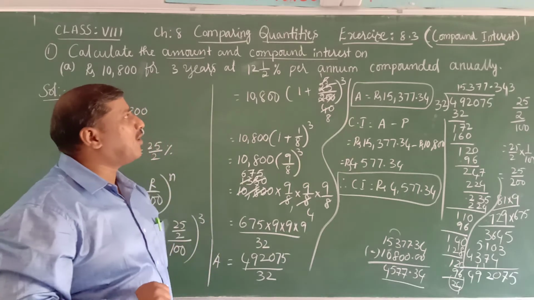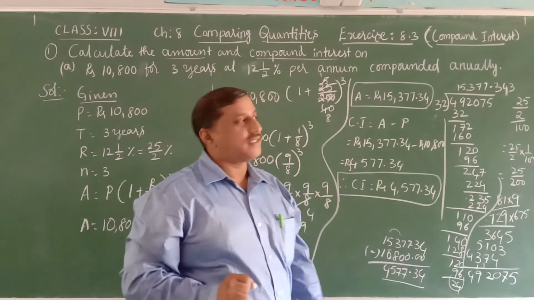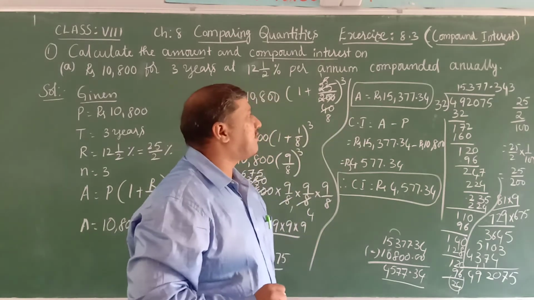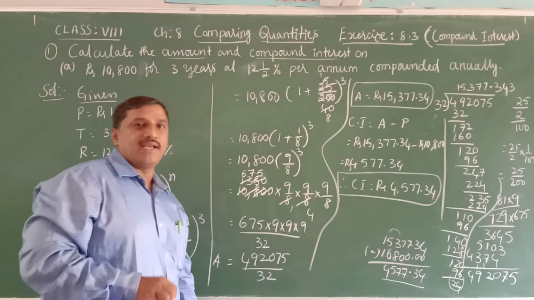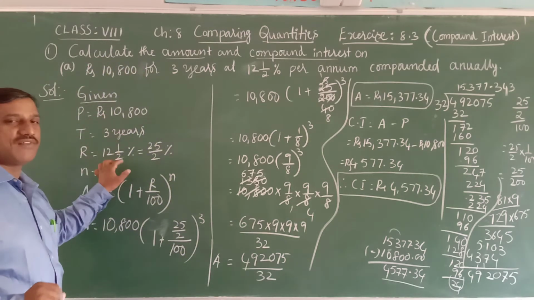What is the total amount you will get after 3 years? It is 15,000 rupees 377.34 rupees. So here the rate of interest is given in the fractional form, that is a mixed fraction.